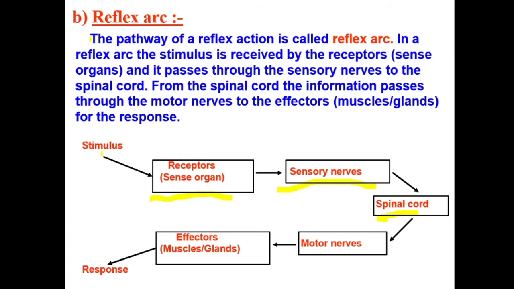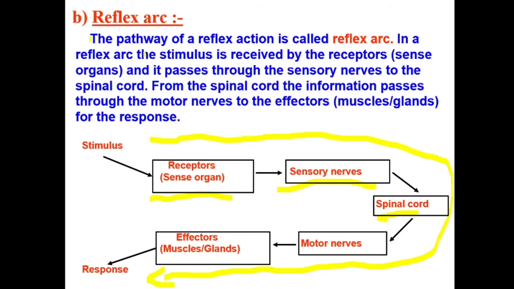The same things are written here also, but in the form of a chart. Stimulus, receptors or the sense organs, then through sensory nerves to the spinal cord, from the spinal cord through motor nerves to effectors, right? The same thing is happening. This pathway is called the reflex arc. The pathway of a reflex action is called the reflex arc.